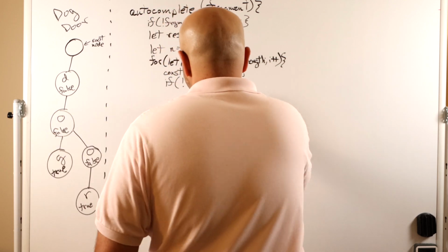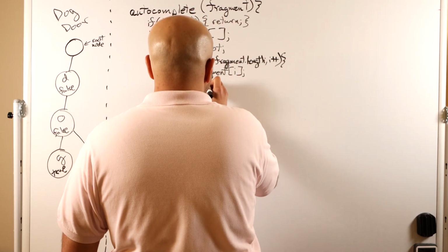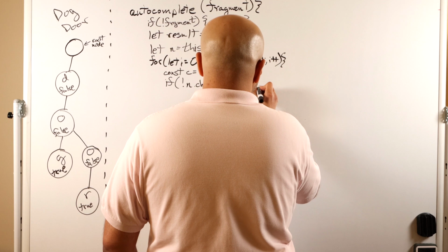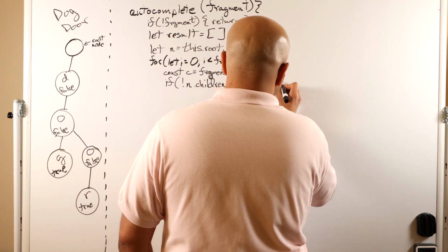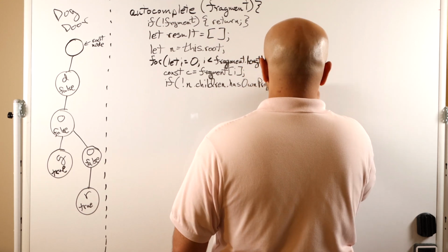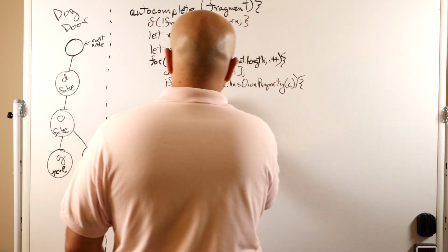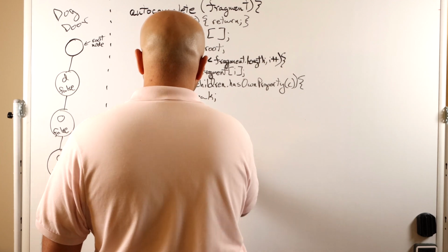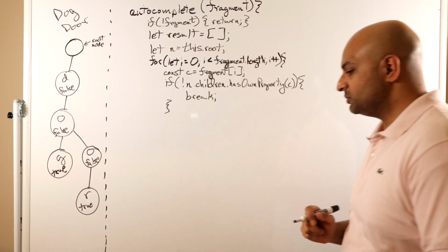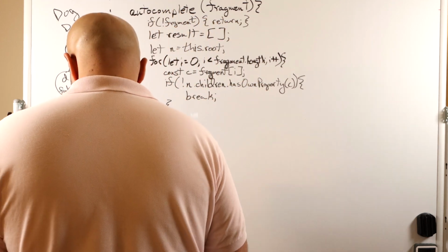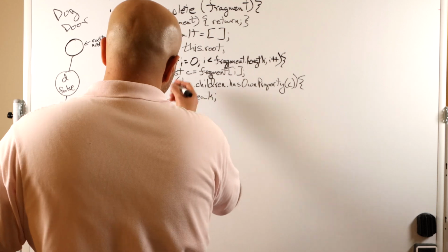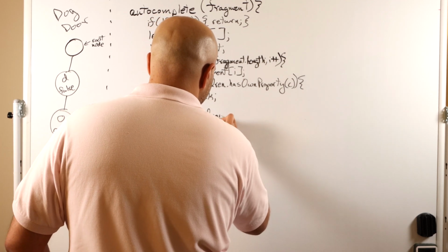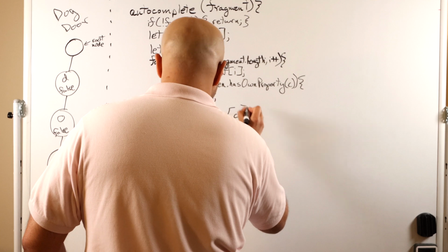So the way that we'll express that here is we'll just simply say if n.children.hasOwnProperty c, we will simply break and stop the entire search. Next, what we'll do is we'll say, assuming that we were able to find that child C, let's go ahead and walk down to the next node. So we'll say n equals n.children of c.